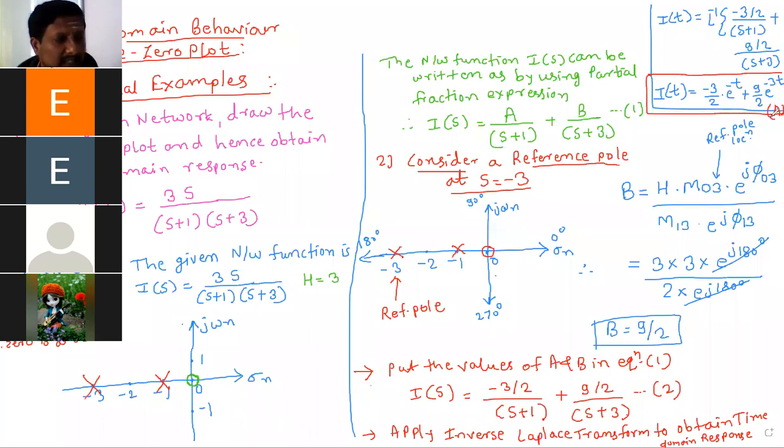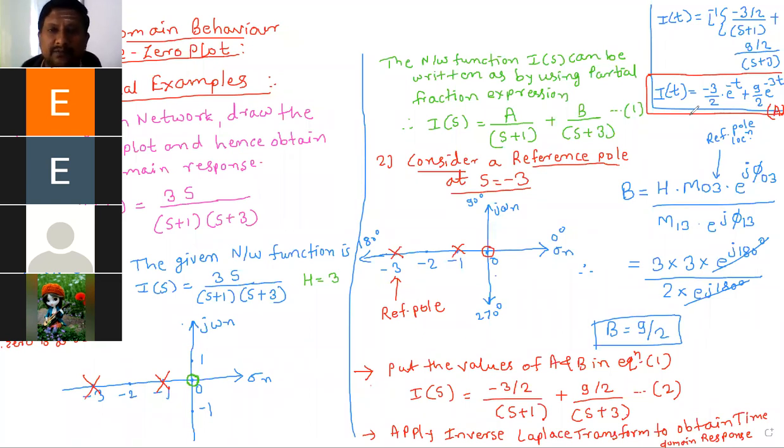If I of s is there, you can keep it as it is. Don't write any unit. If a voltage signal is there, you can write volt. If a current signal is there, you can write ampere. If the impedance is there, you can write ohm. Are you getting my point? So according to that, you can mention the unit. So this is the final response. So this is the time domain behavior from the pole zero plot of the given network function I of s.